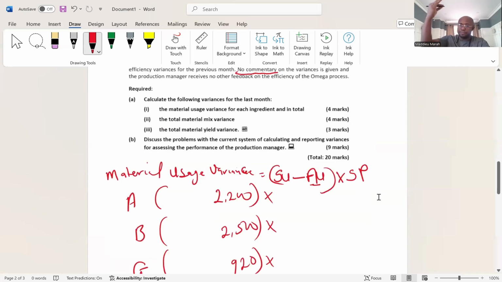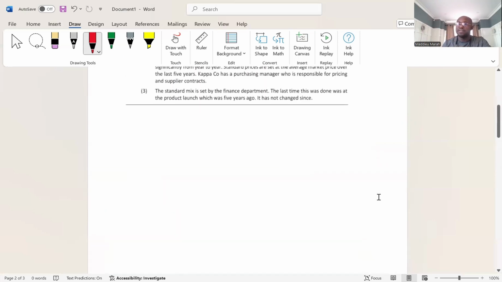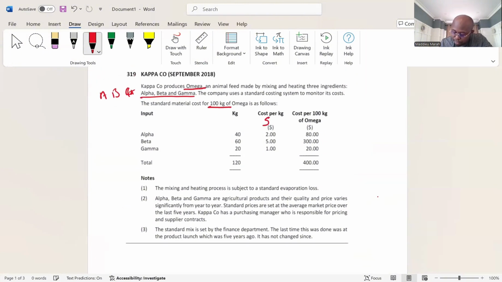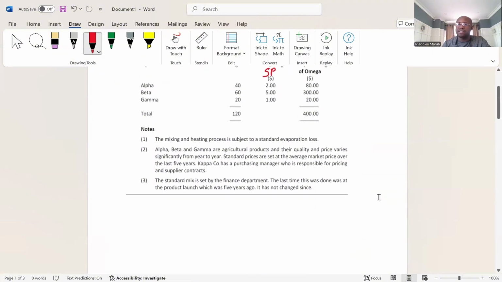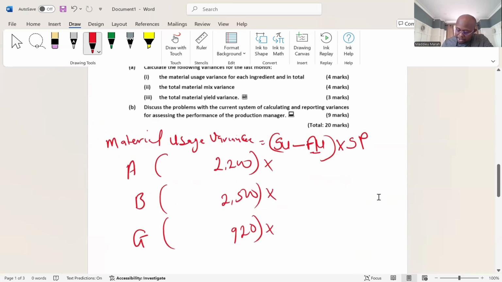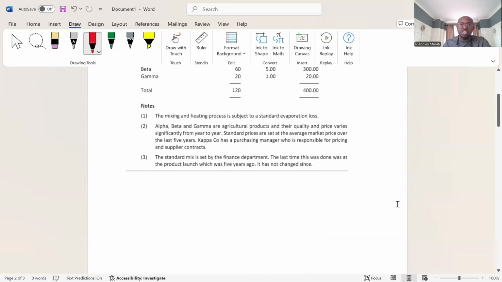Okay, so we go to the standard figures. We've done the actual, we'll move to the standard figures. These are my standard price per kg: $2, $5, and $1. So what's my variance? What's my standard usage?